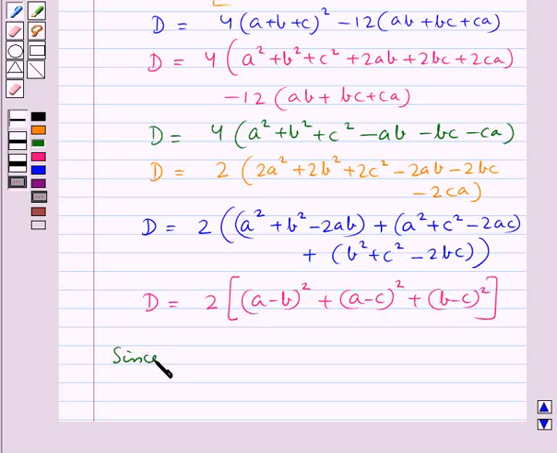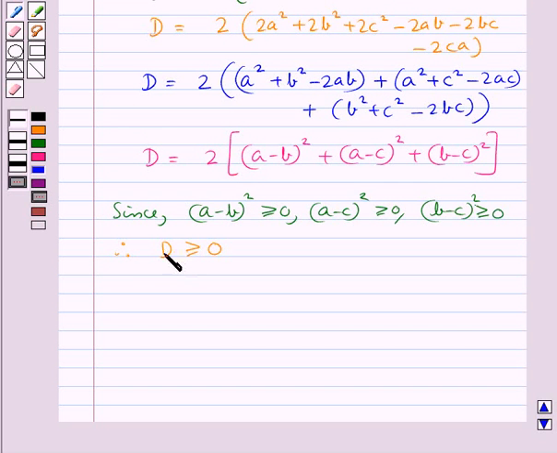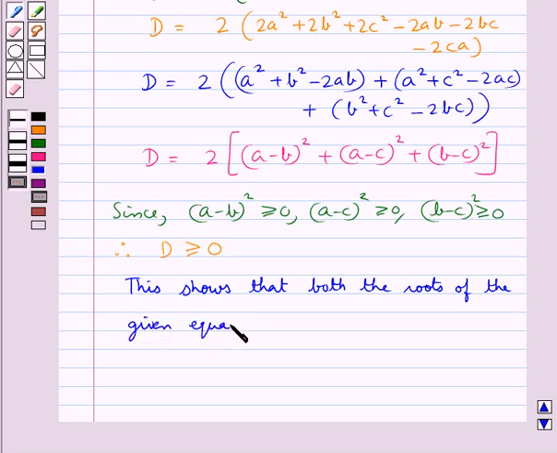Now, since we know that (a - b)² is greater than or equal to 0, (a - c)² is greater than or equal to 0, and (b - c)² is greater than or equal to 0, therefore this D is greater than or equal to 0. Now that we have got D greater than or equal to 0, this shows that both the roots of the given equation are real.